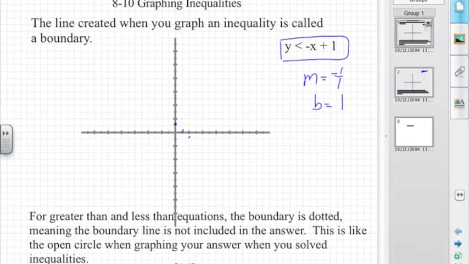This is where things are going to be different in this lesson. For equations that involve greater than and less than, and I'm looking down in the lower half of the slide right now, the boundary line is going to be dotted. It's not going to be a solid line, meaning the boundary line is not included in the answer. This is just like the open circle when you graphed your answer when you solved inequalities in Chapter 7. Remember, the open circle is for greater than and less than, but greater than or equal to had the closed circle, the solid circle. So we're going to put a line in on this, but it's going to be a dotted line this time.